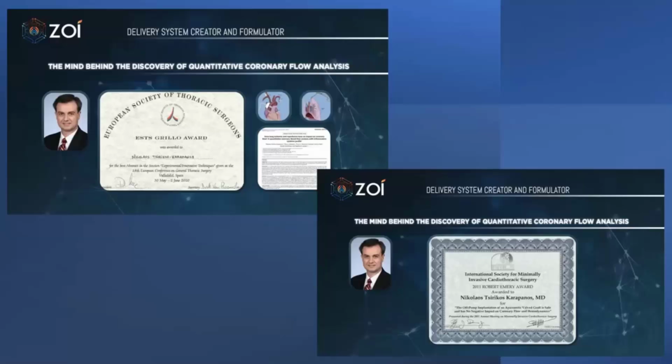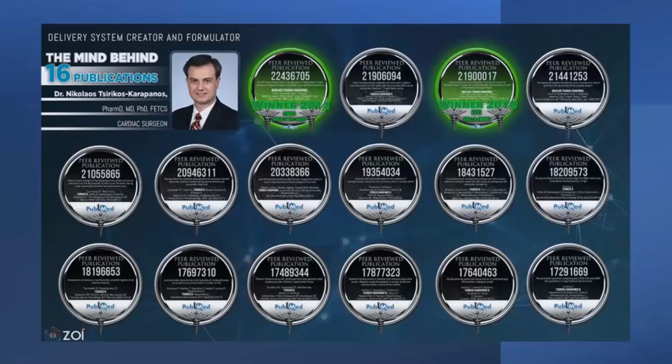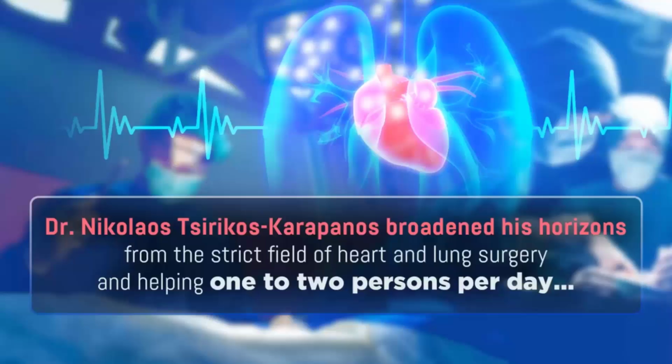And in 2011, Dr. Nicholas earned the Robert Emory Award. Dr. Nicholas has 16 peer-reviewed publications that are published in PubMed. Dr. Nicholas is a highly demonstrated pioneer in the field of cardiothoracic surgery, as he worked nonstop in that field to save lives.